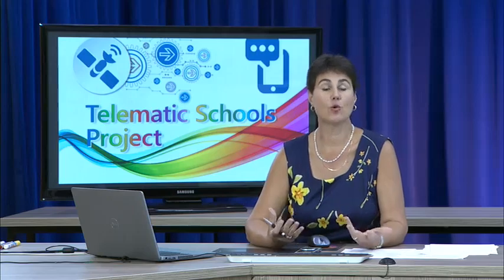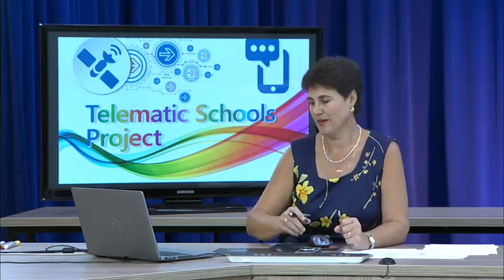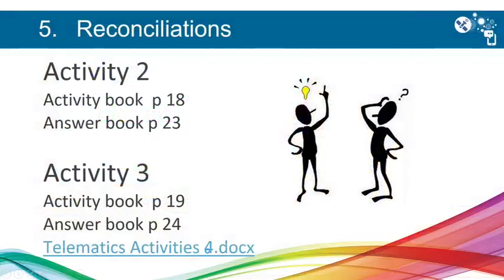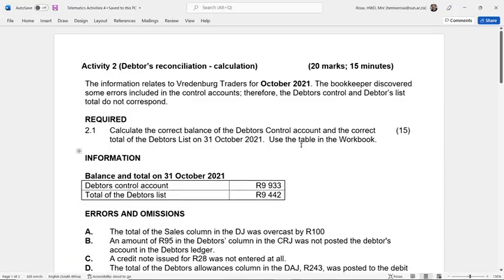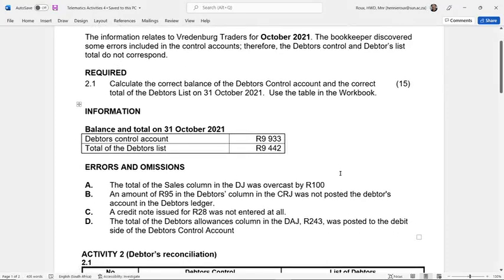You must still ask yourself the same question: will it influence the control account, will it influence the list, or will it influence both? Activity 2, debtors reconciliation. We must calculate the correct balance of the debtors control account and the correct total of the debtors list. They give us the incorrect balance and total. Those 2 are supposed to be the same, they're not the same. And then they give us the mistakes that we must correct.